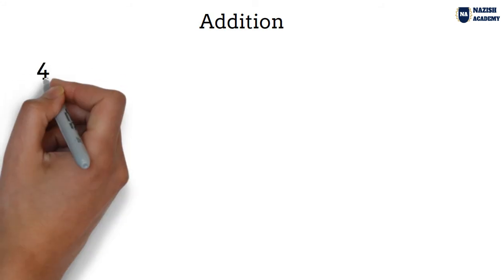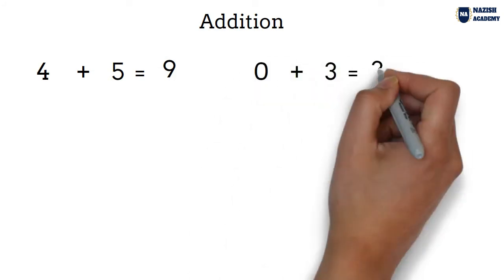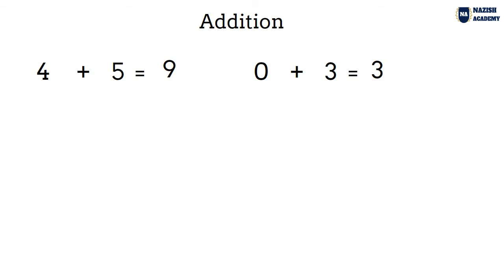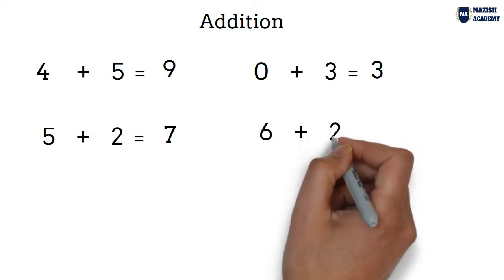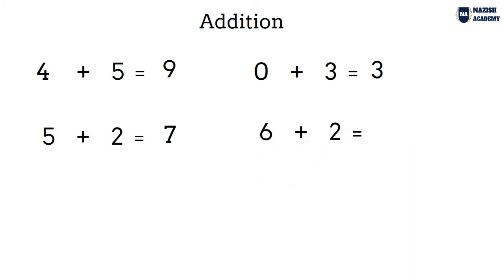Addition. Children, I have taught addition in chapter 3. If you have not watched, please go and watch. 4 plus 5 is equal to 9. 0 plus 3 is equal to 3. 5 plus 2 is equal to 7. And next question. 6 plus 2 is equal to 8.